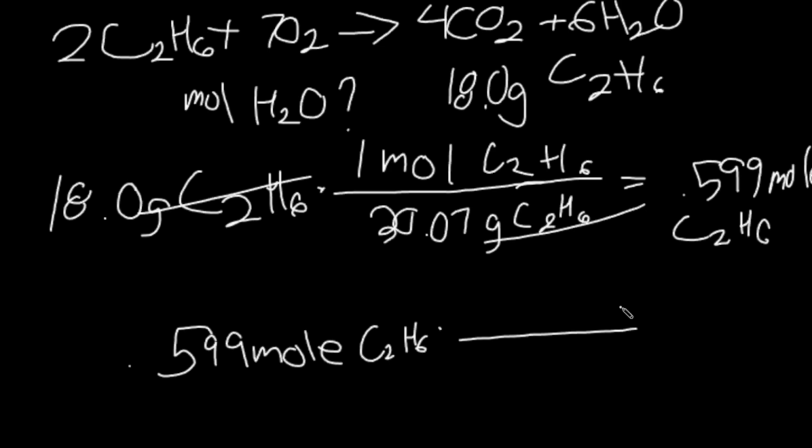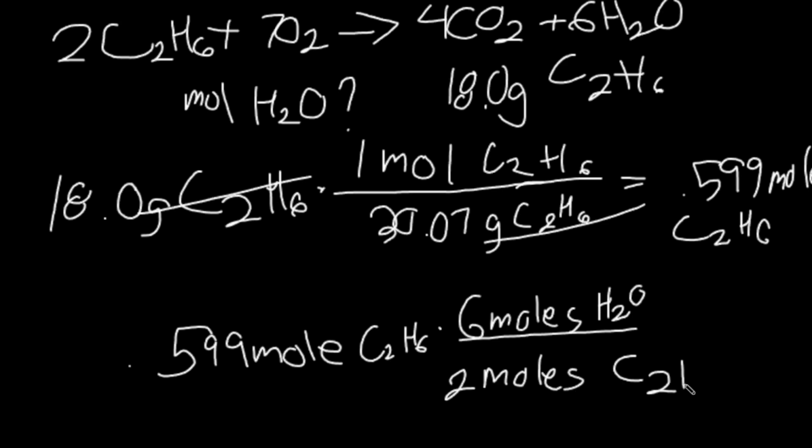So basically, like I taught a while ago, 6 moles of H2O over 2 moles of C2H6, because every 2 moles of C2H6, 6 H2O is produced. Now, of course, we cancel moles of C2H6. We multiply 0.59 by 6 and divide by 2.